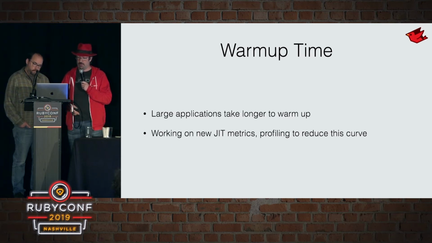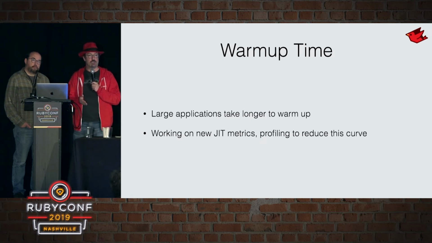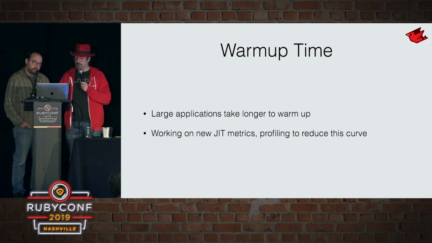So then finally, a little bit of discussion about the warm-up time, how we get to these peak performance numbers. Larger applications take longer to warm up. More code has to be compiled, has to get into the JVM and optimize. And like I said, we're working on new ways of tuning our JIT, tuning the JVM JIT, to try and reduce this curve a little bit.